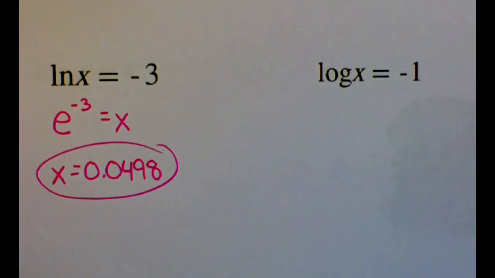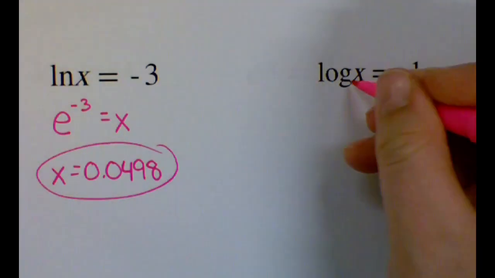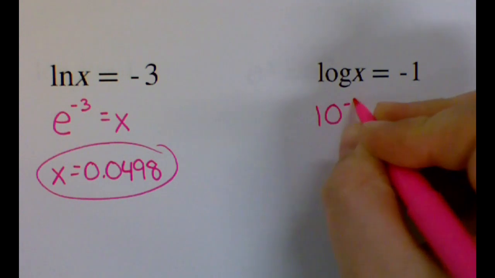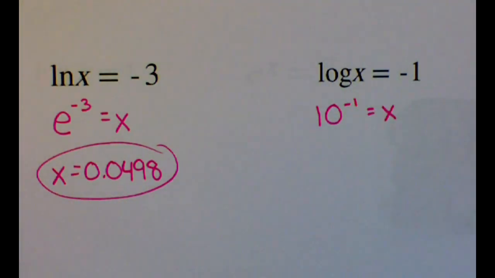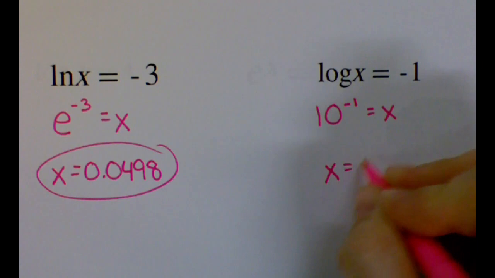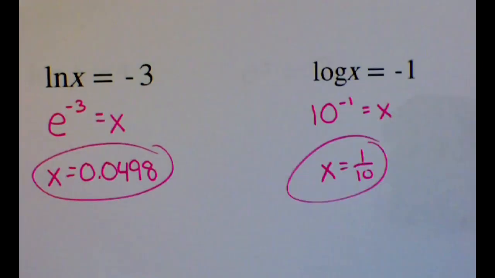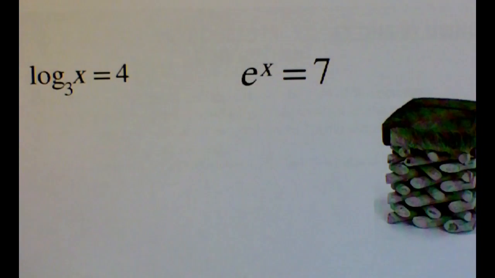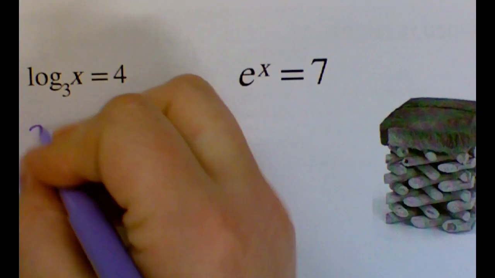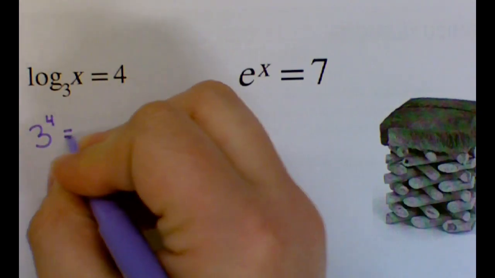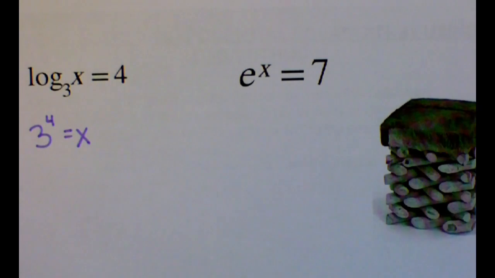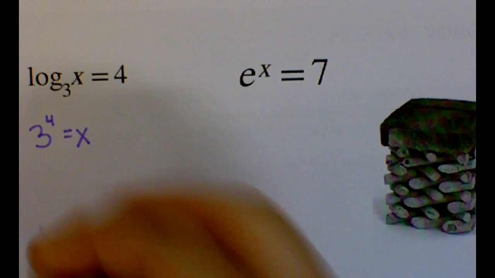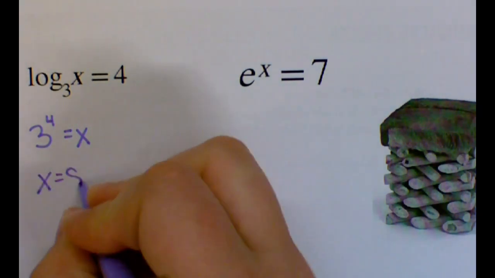Log of x equals -1. Well, that's a base of 10, so 10 to the -1st power equals x. That means x is 1/10. Log base 3 of x equals 4. Well, again, I would rewrite this as an exponent. My base is 3, the exponent is 4, it equals x. 3 to the 4th power is 81, x is 81.